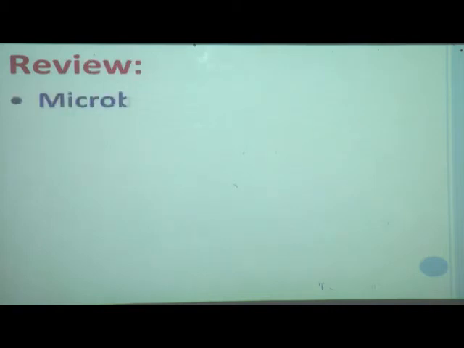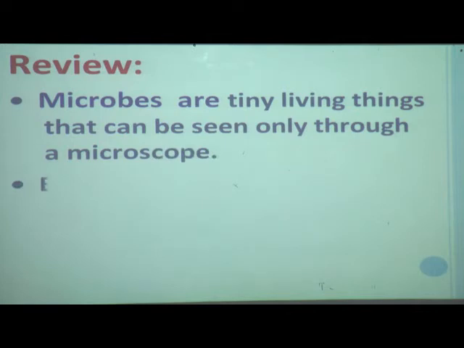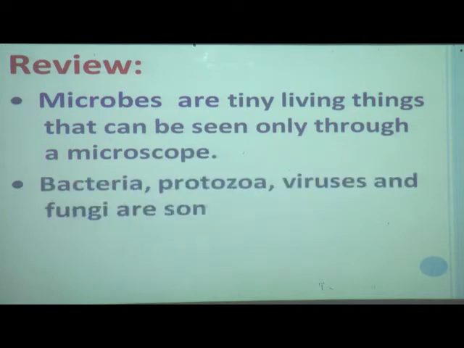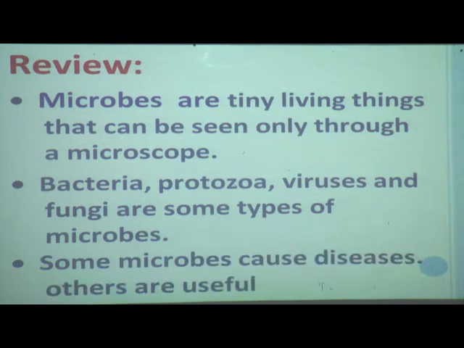Now, we will review what we have learned today. Microbes are tiny living things that can be seen only through a microscope. Bacteria, protozoa, viruses and fungi are some types of microbes, and some microbes cause diseases and others are useful.